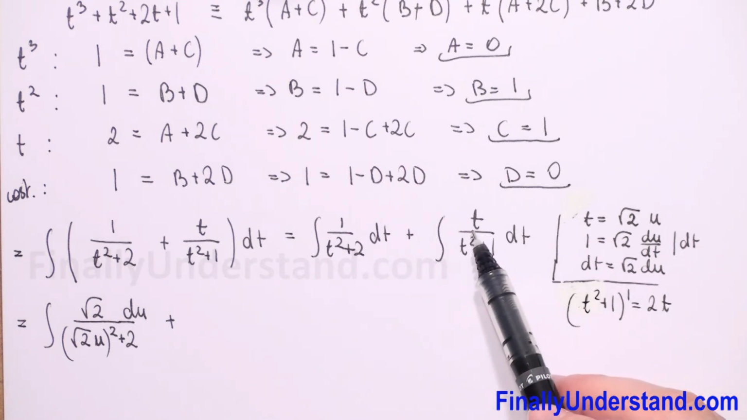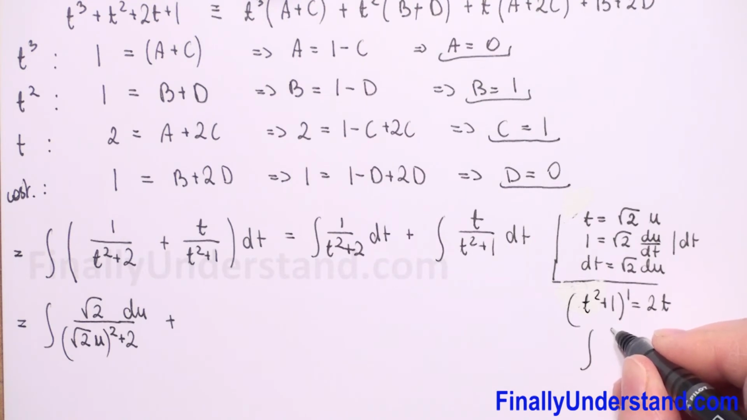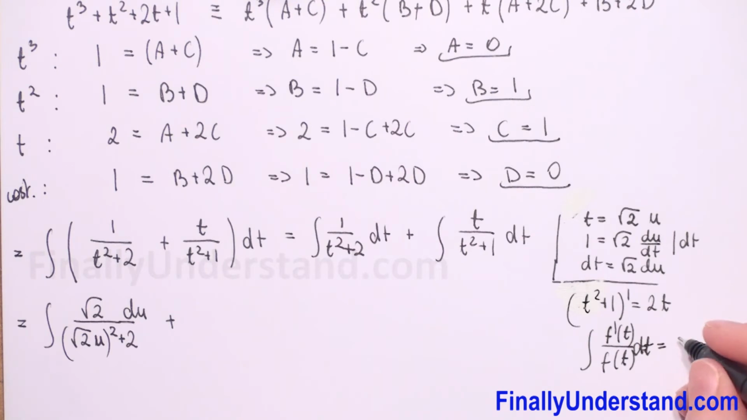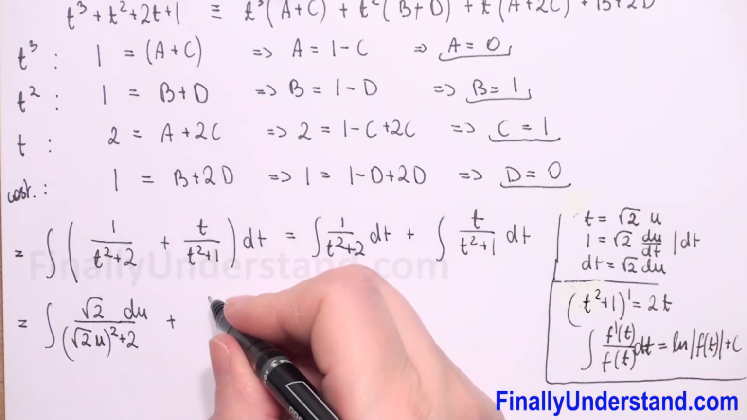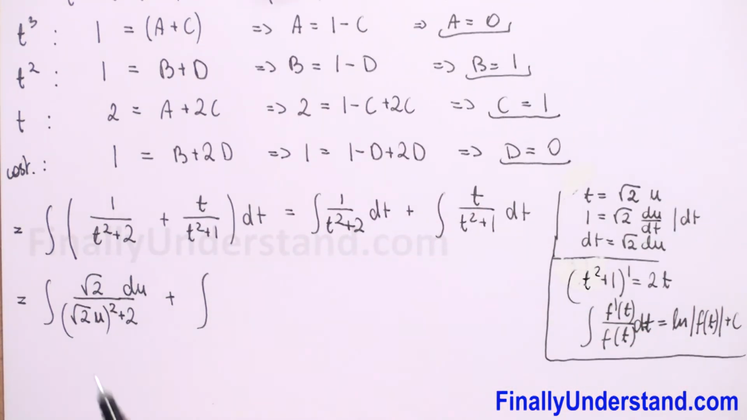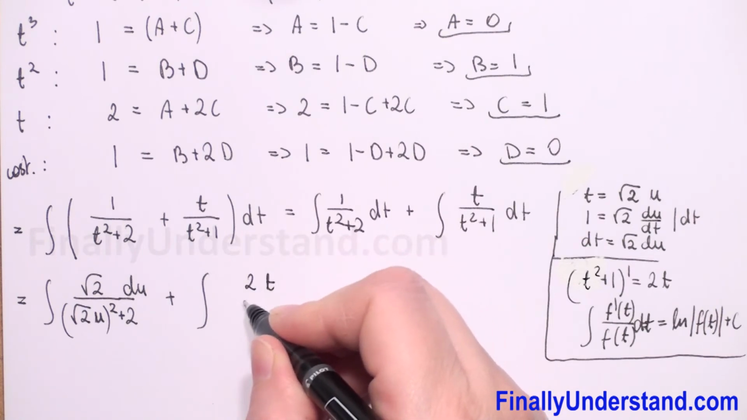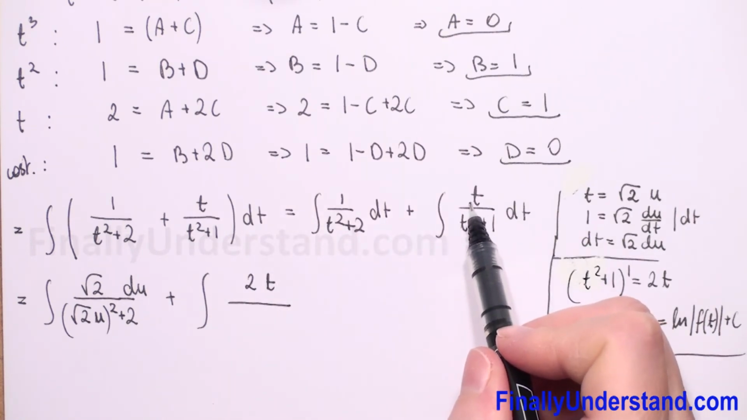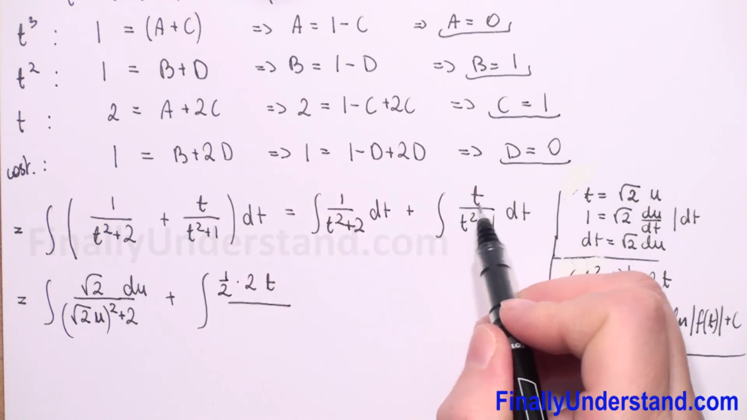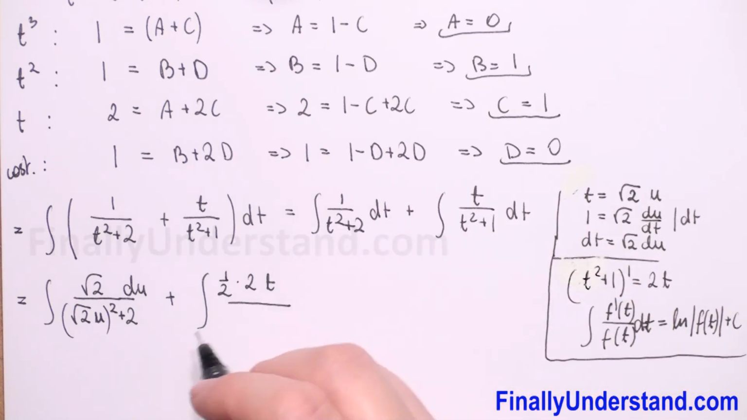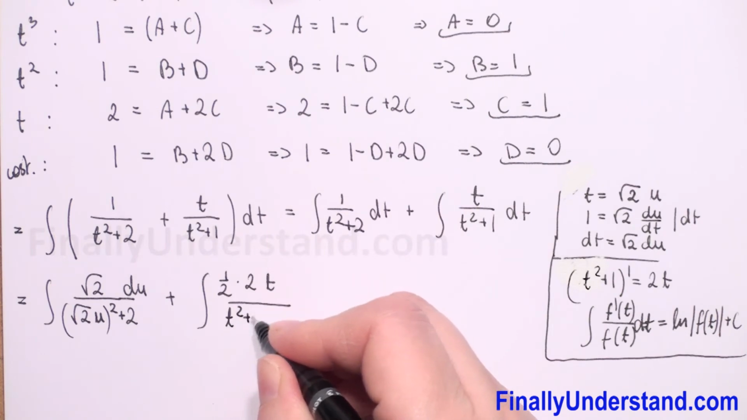We need this 2 to use the formula that the integral of f of t prime over f of t, with respect to t of course, is equal to the natural logarithm of the absolute value of f of t plus constant c. So to use this formula we need to have 2 in the numerator. So let me put this 2t, and now because we have at the beginning only t, I will multiply this by 1/2. 1/2 times 2 is 1, so it's the same as what we have at the beginning. We have only 1t. And in the numerator we have to rewrite, so we have t squared plus 1 with respect to t.